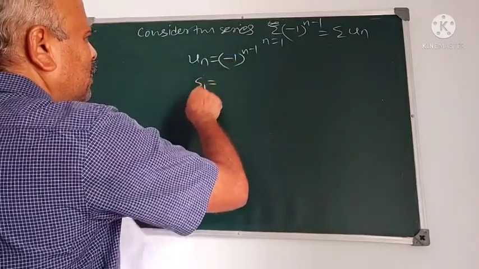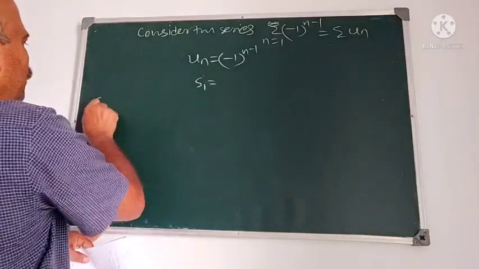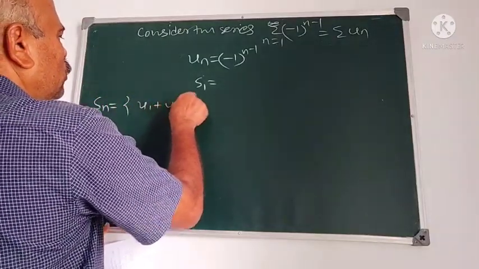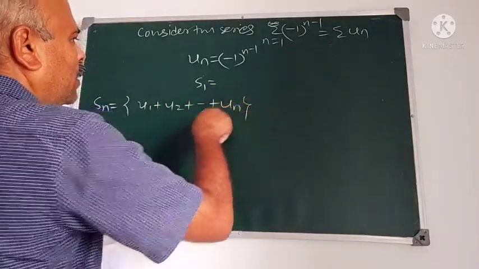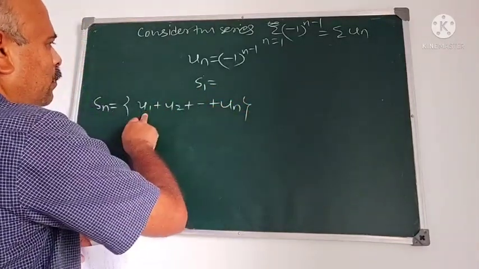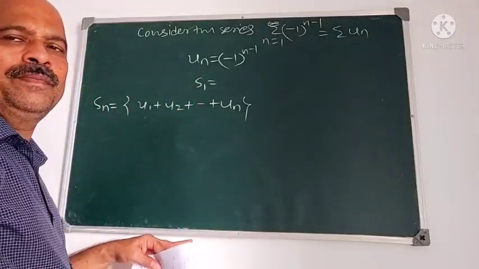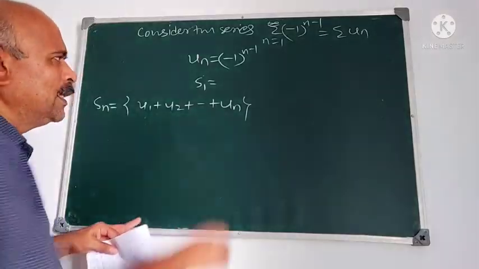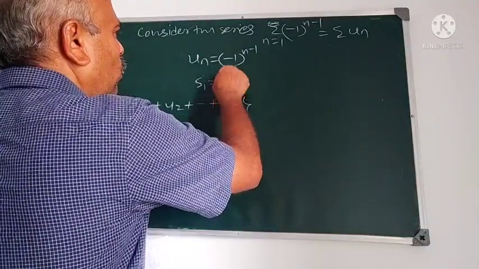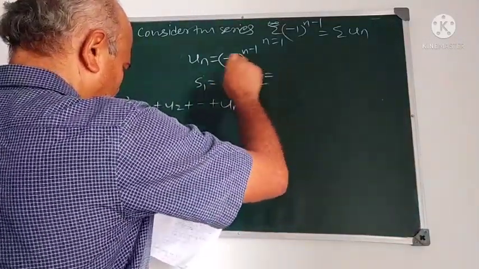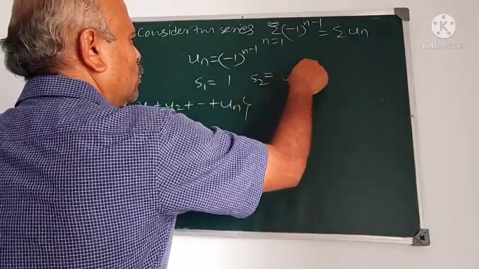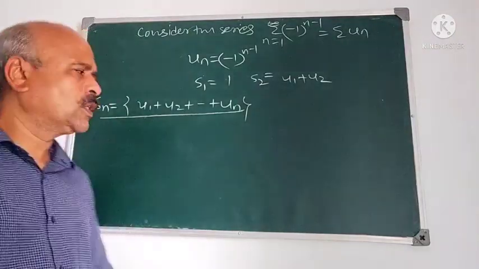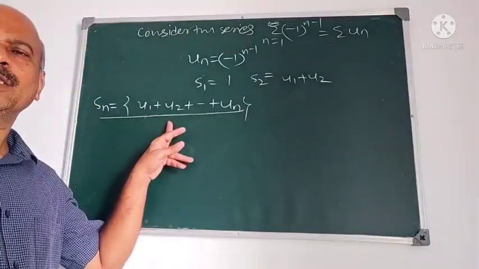Therefore, what is Sn? Sn is u1 plus u2 plus etc. plus un. Correct? S1 is u1. S2 is u1 plus u2. S3 is u1 plus u2 plus u3. And so on. S1 is 1. What is S2? S2 is u1 plus u2 here, because Sn is defined like this. Understand the definition? The terms and notations are very important.